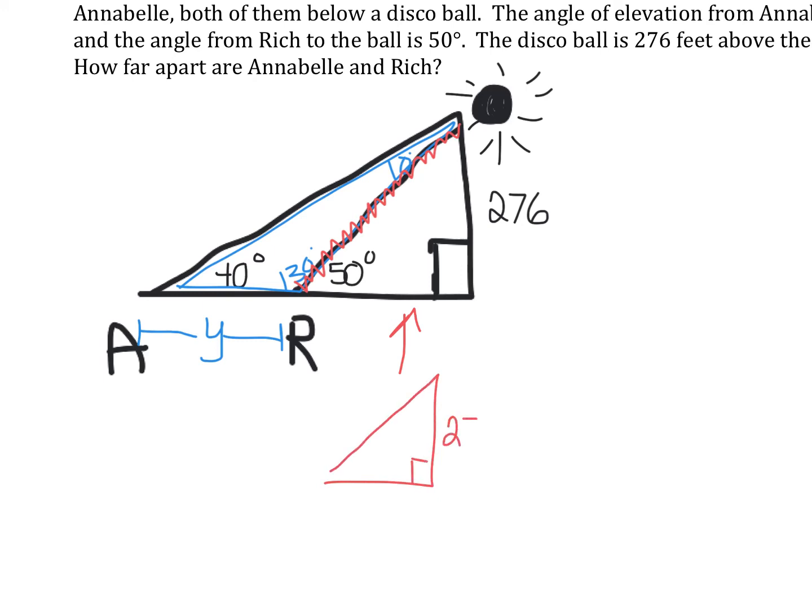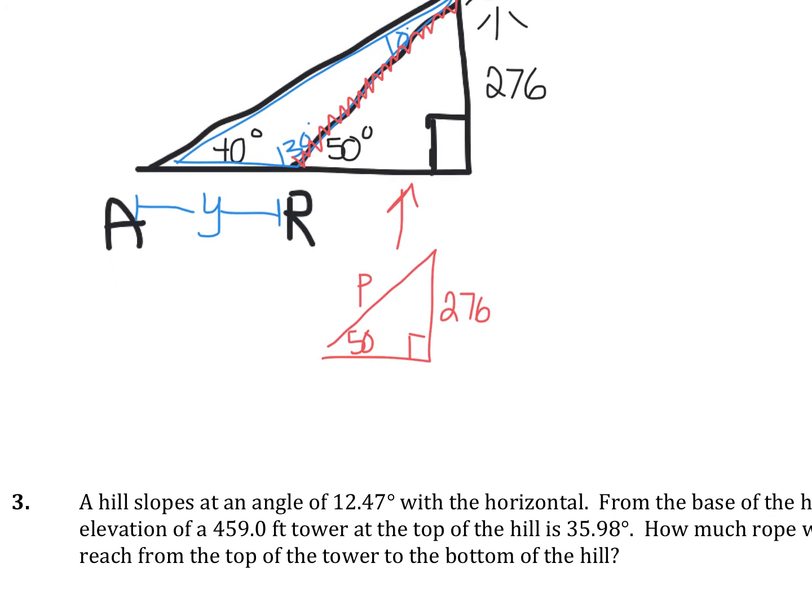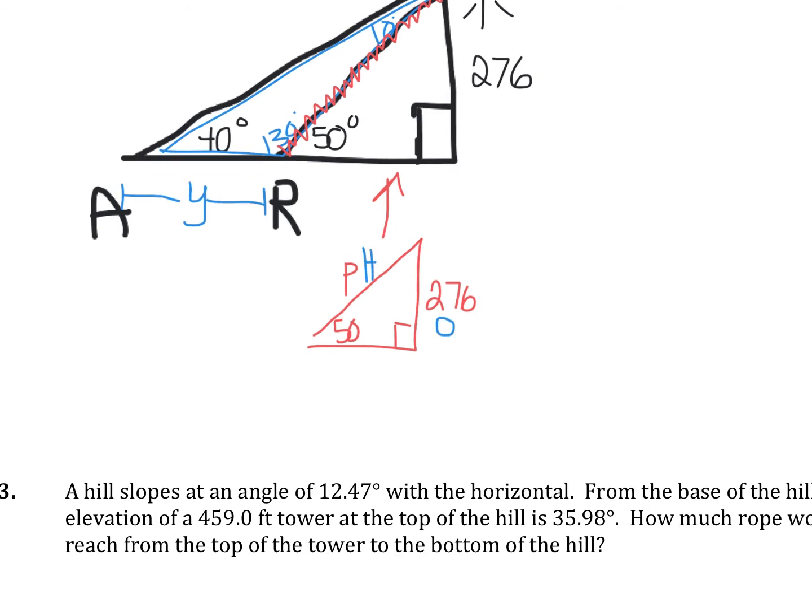I know this is 276, this is 50, and let's call this something like, I don't know, P or whatever. To find P, I'm going to have to use right triangle trig. Which function will I use? I have the opposite. I'm looking for the hypotenuse. So that means I'm going to use sine. So sine of 50 degrees is going to equal the opposite side, 276, over the hypotenuse, which I called P. Put this over 1 and cross multiply.